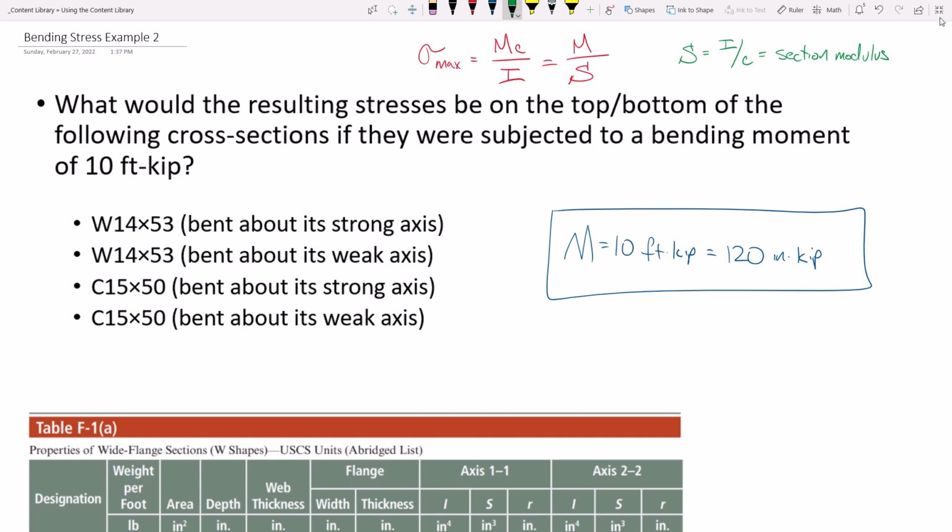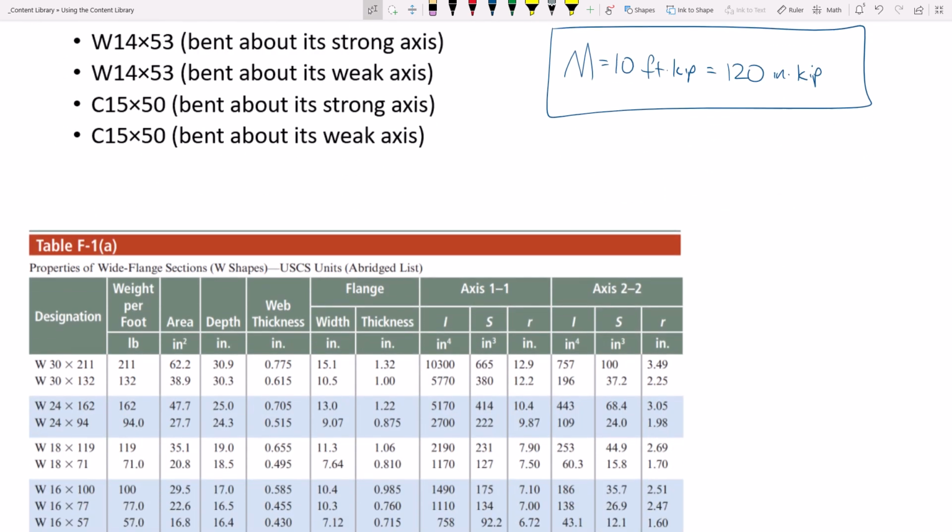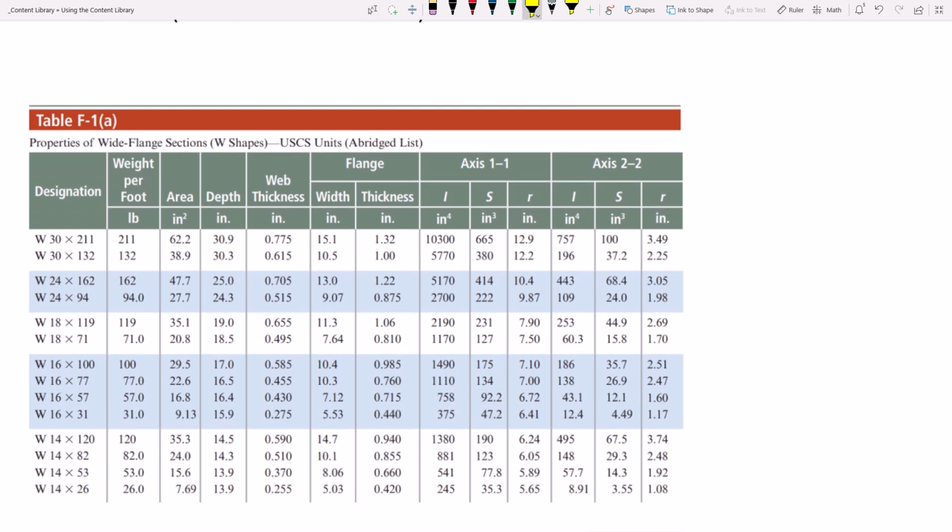So let's see what would happen if we changed our orientations. We're going to look at a W14 by 53, bent about its strong axis, and bent about its weak axis. Here's our table. That's W14 by 53. We're looking at this value right here. These are section moduli. Section moduli, like moments of inertia, are reflective of flexural stiffness. The bigger they are, the more stiff they are in resisting flexure.